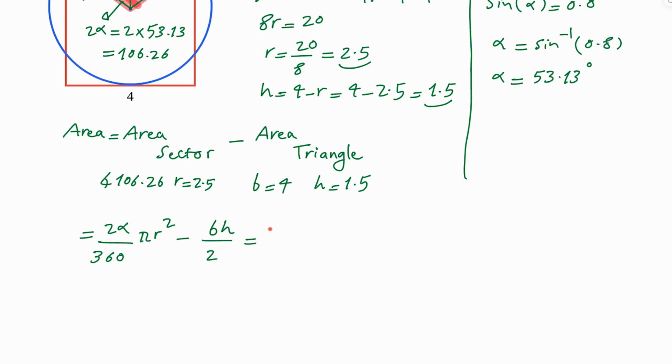So we have 106.26 divided by 360 pi times 2.5 squared minus b, which is 4, and h, which is 1.5 divided by 2. If we use calculator, 2.8 approximately. So this is the final answer to the problem.